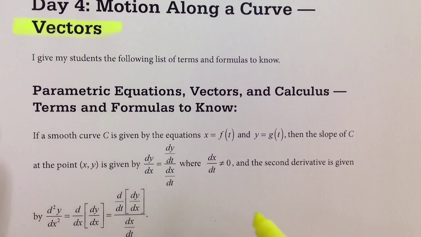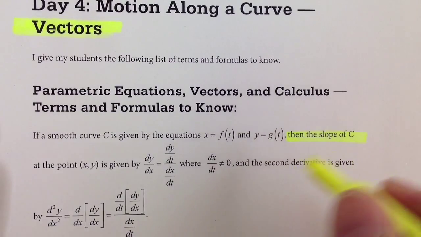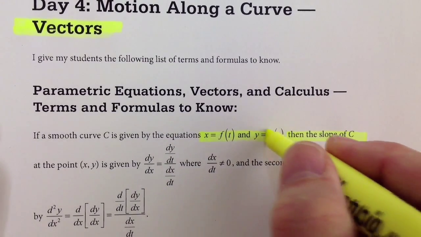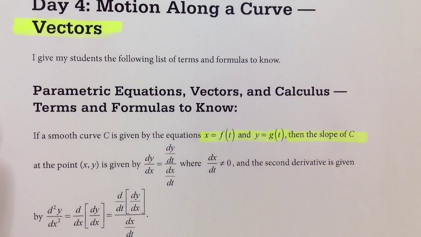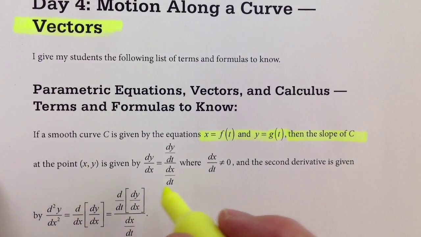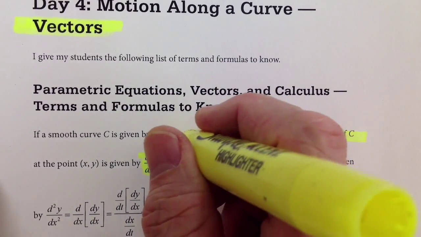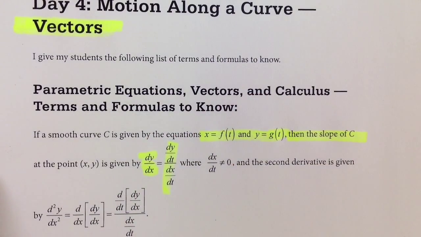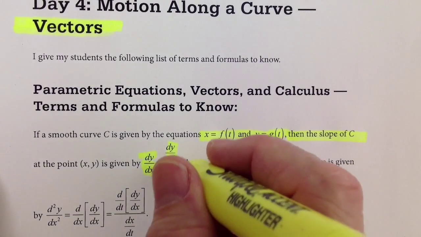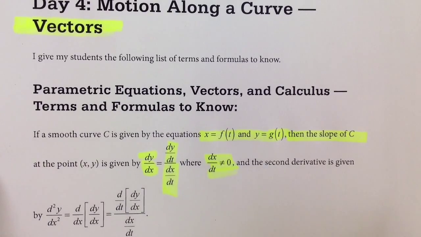We talked about how the slope of a curve, even if x and y are both expressed parametrically, is still dy/dx, but that does mean that we have to write it as dy/dt over dx/dt, where dx/dt is not equal to 0, and that's how we find the slope of a curve at the point.